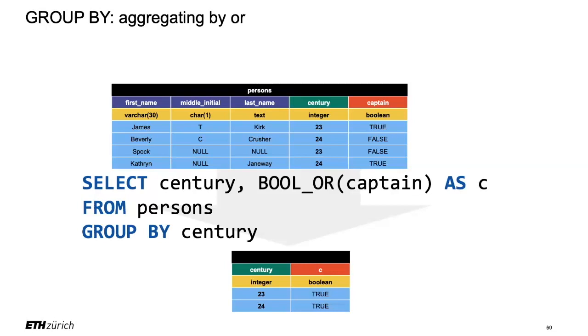Then I have bool or. Bool or is going to output false if everything is false, and if there is at least one true somewhere, it outputs true. So here in the 23 group, there is a true, the first record. So I put true in there for Boolean or, and in 24, there is a false and a true. False or true is true, right?